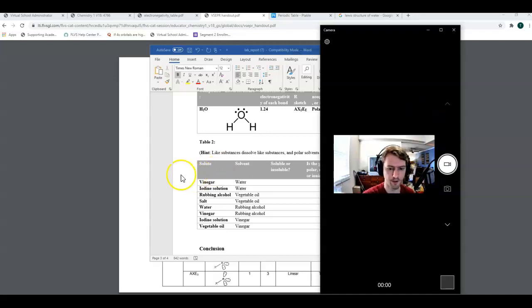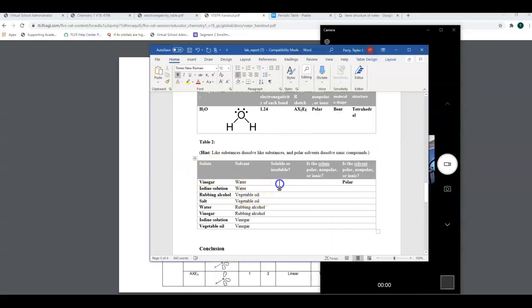All right, so let's go back to our table. Was it soluble? It was, so we're just going to write soluble. Is the solute polar, nonpolar, or ionic? Well, remember, like substances dissolve like substances. So if water is polar and vinegar dissolved into it, that means vinegar must be polar as well. If it didn't dissolve, then that would make it nonpolar.